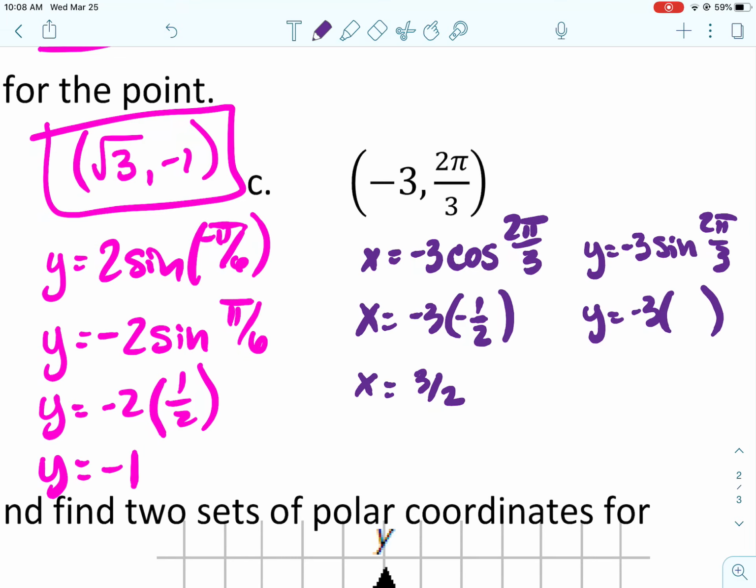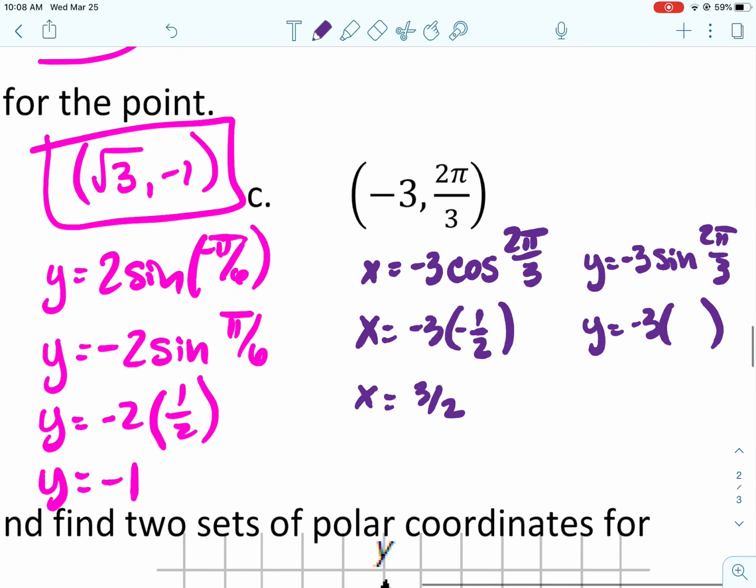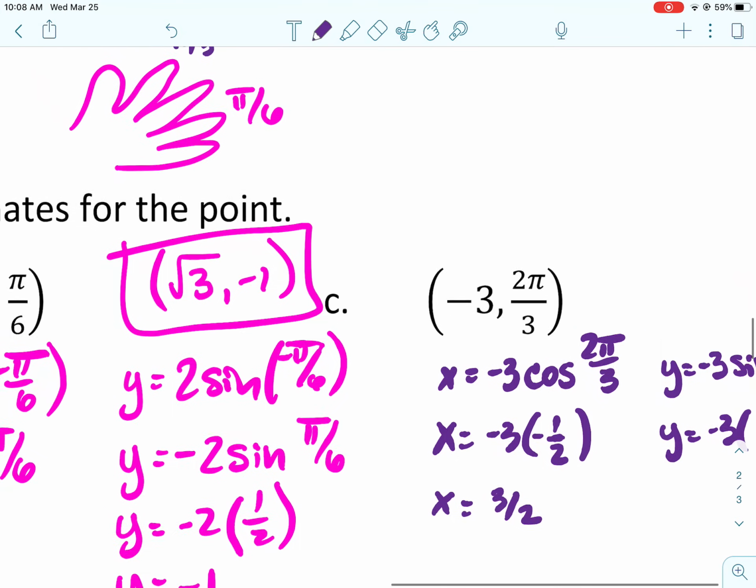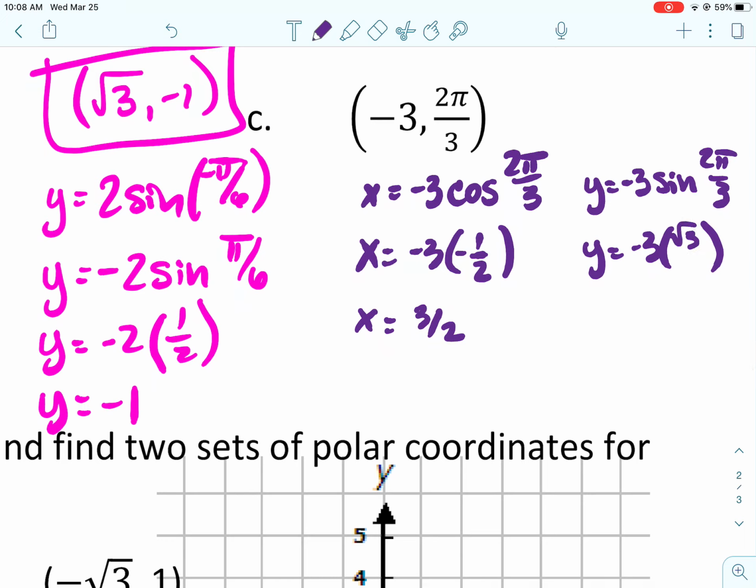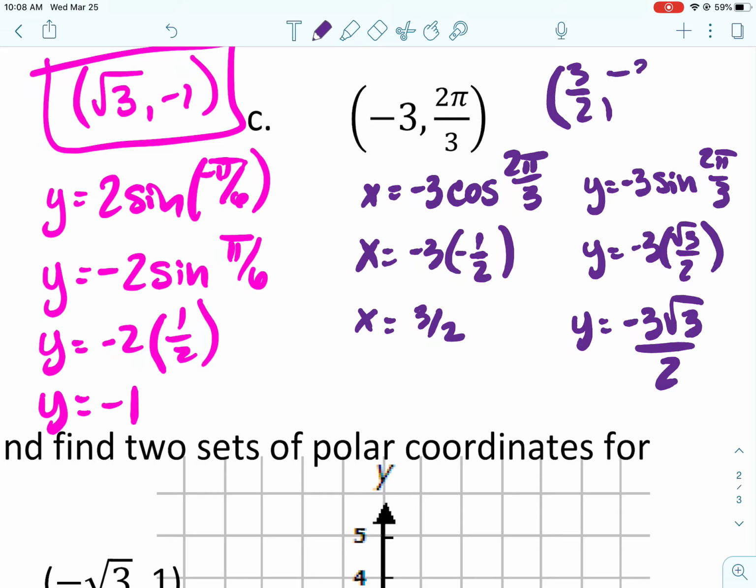All right, and then for the y, so again, 2 pi over 3 is in quadrant 2. Sine is positive in quadrant 2, so we'll leave it positive. And then we do the square root of the bottom over 2. So the y coordinate is negative 3 square root of 3 over 2. All right, so that is your point.